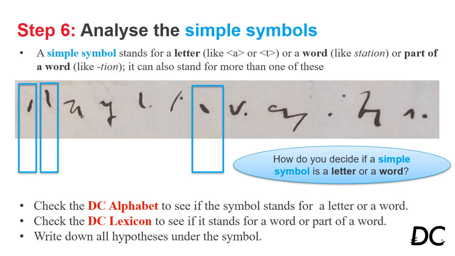So, looking at the blue boxes in our line, you would find that the diagonal line in the first box stands for the letter A or the letter I, which might also mean the first person pronoun I. The sloping line in the second box stands for the letter D or the word did, and the short diagonal line in the third box stands for TH, THED, or the word that.